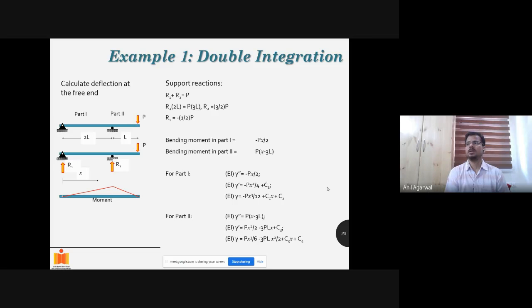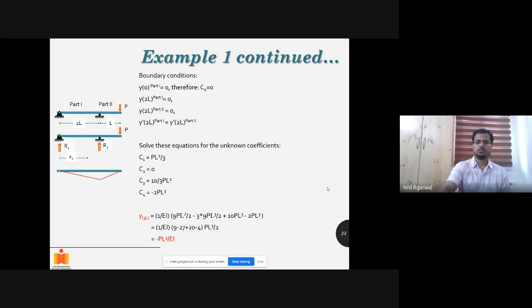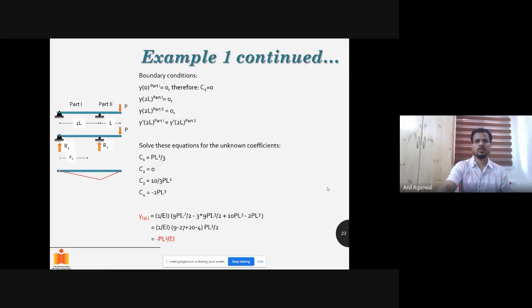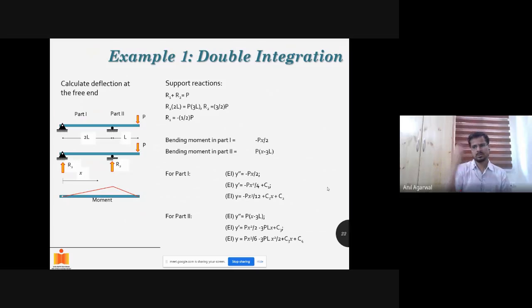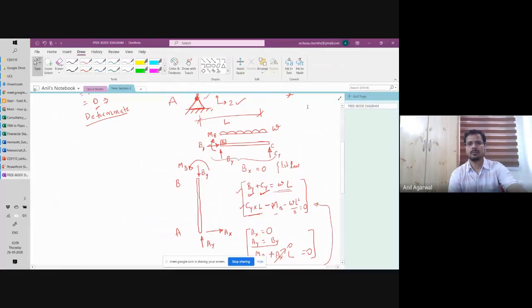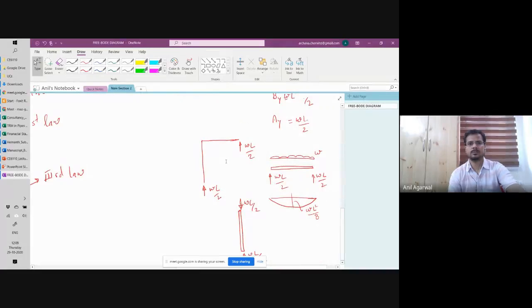The first one is the double integration method. This is basically the most basic standard method. I would suggest, maybe in the next class, because I didn't go through the moment area method. This one I can solve in this course today itself. Do you want me to go through the double integration method? I think the development of the bending moment diagram might be of interest. You might have forgotten a little bit of some parts of it.